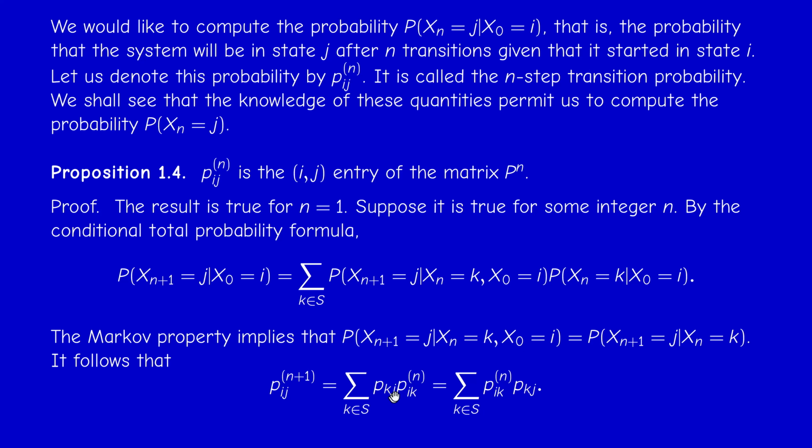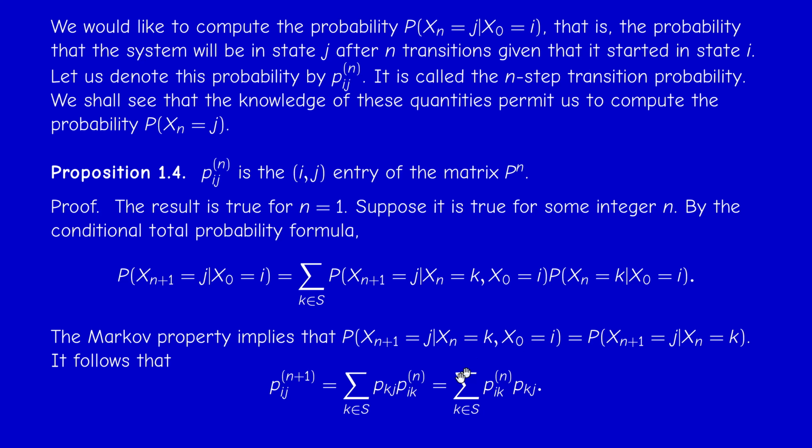And what do you notice here? That if you go back to the definition of multiplication of two matrices, this is the general term of the matrix P, the ij entry. I just shifted them, because it's commutative. So now this is clearer. This is the ik entry of P to the n by the induction assumption, and this is the kj entry of the matrix P.